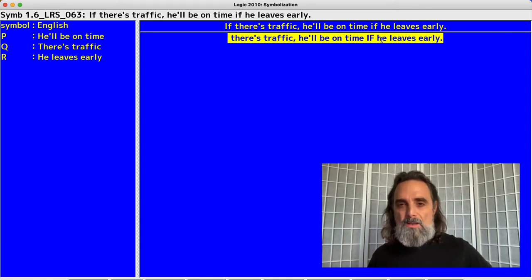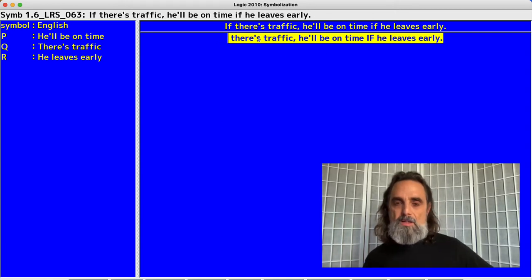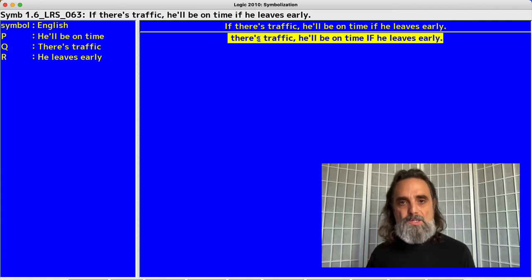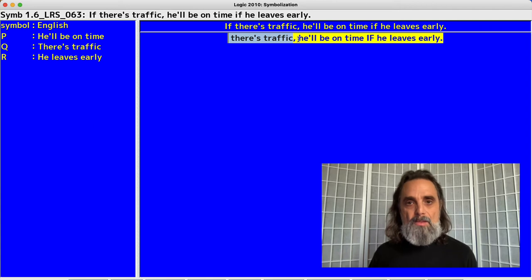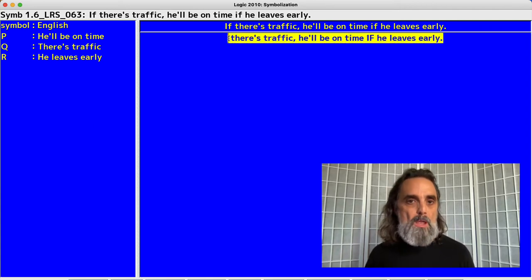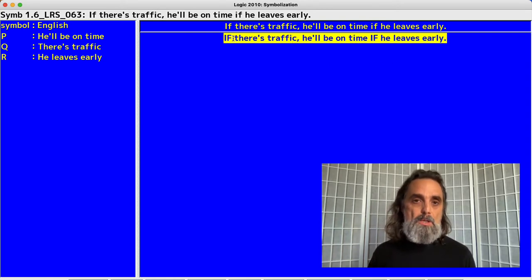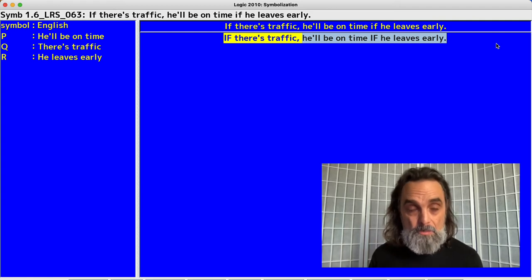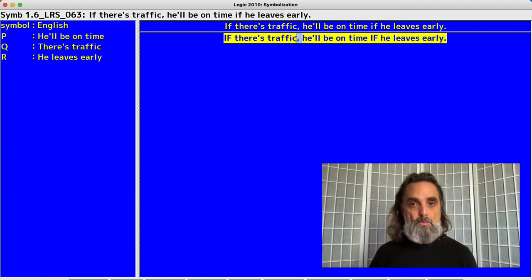At first we might not be sure: there's traffic, he'll be on time if he leaves early. But wait a minute, there are actually two sentences here if we notice the comma. There's one sentence on one side of the comma, there's traffic, and another sentence on the other side of the comma, he'll be on time if he leaves early. So if we let this whole thing break at the comma, then this if also passes the removal test. This one does because we're left with sentence 1, sentence 2, and this if does because we're left with sentence 1, sentence 2. So which one is the main operator? It's the one that's associated with the comma.